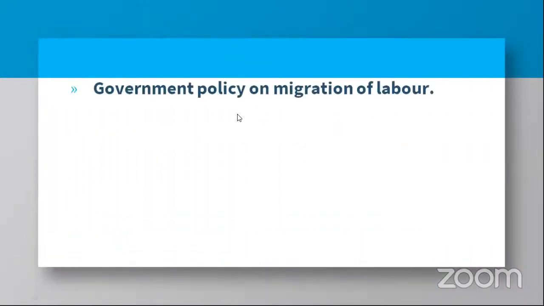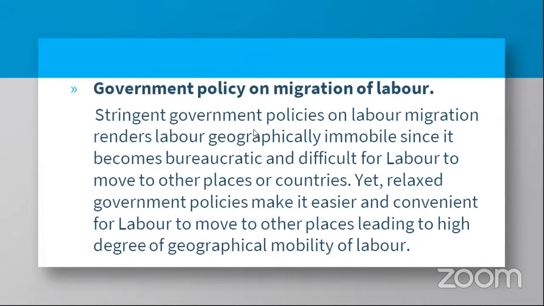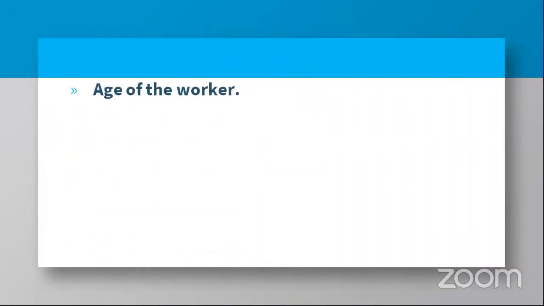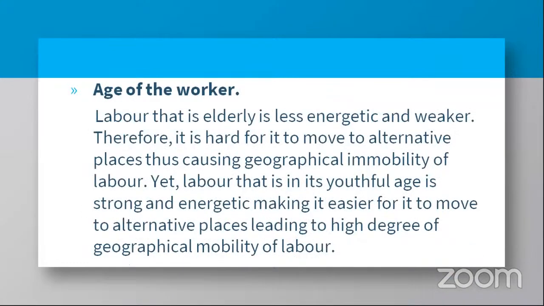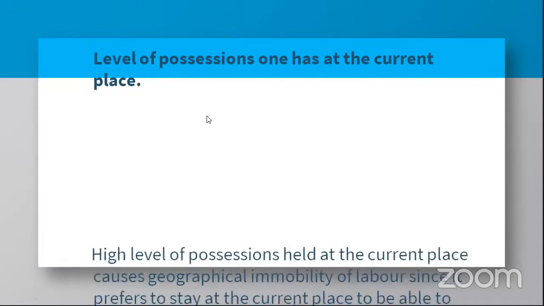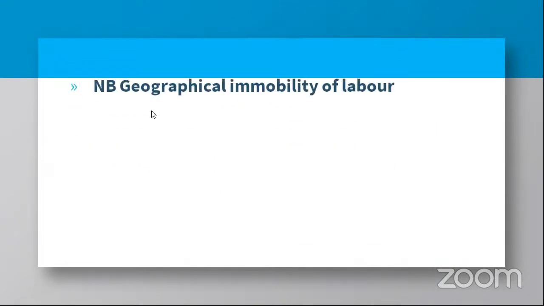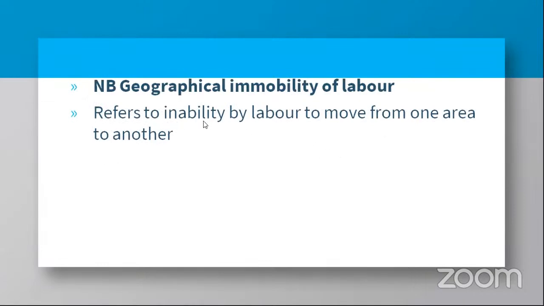Okay, and government policy on migration of labor. Once the policies on migration are stringent, then labor won't move, and vice versa when there are relaxed government policies on migration. Okay. Then age of the worker. Of course, old workers cannot move, even when the opportunity of moving is there, and vice versa for the young ones. Okay. Then level of possessions one has at the current place. If labor has a lot at the current place, labor cannot move and leave the possessions, and vice versa where labor doesn't have a lot of possessions at the current workplace. Okay. Then, NB, geographical immobility of labor refers to the inability.